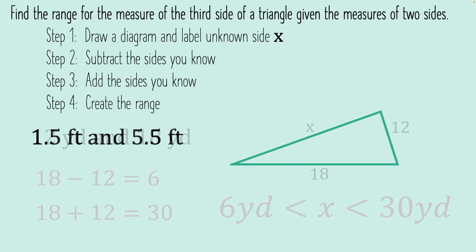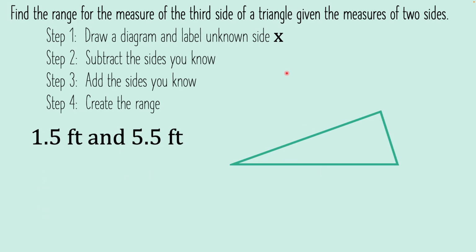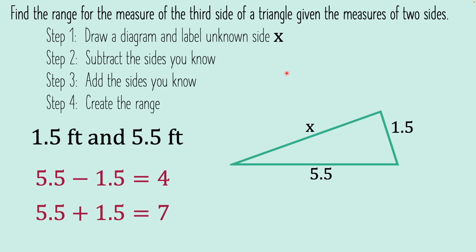One more. Let's throw some decimals in. We know 1.5 and 5.5. But even though there's decimals, we're going to do the same thing. We're going to take the sides we know, subtract them to get 4. Take the sides we know, add them to get 7. And our third side has to be somewhere between 4 and 7 in order for those segment lengths to make a triangle.